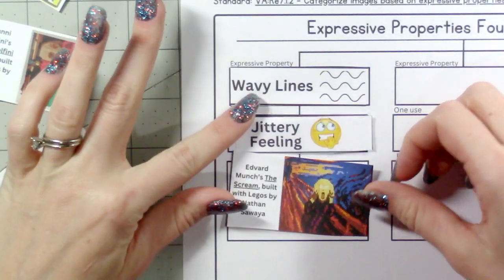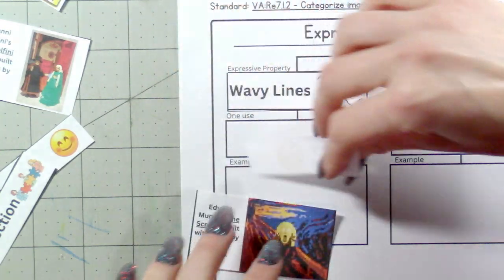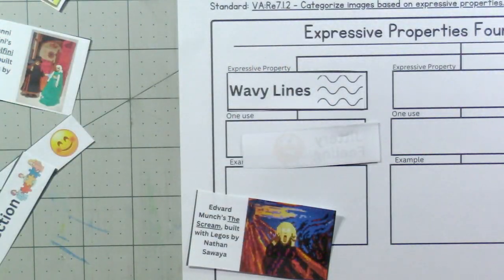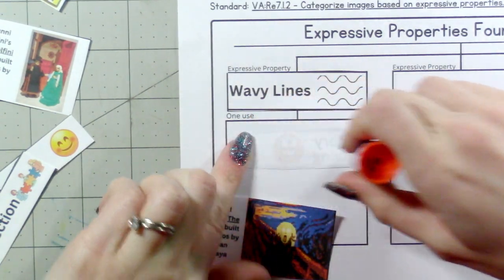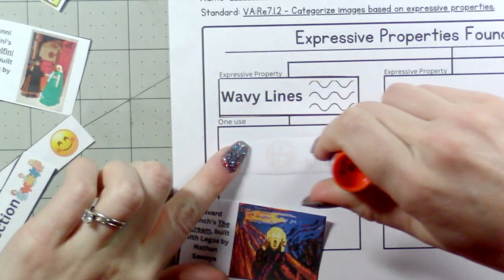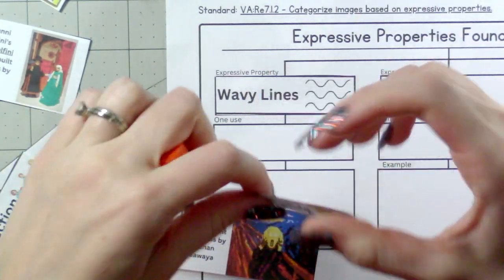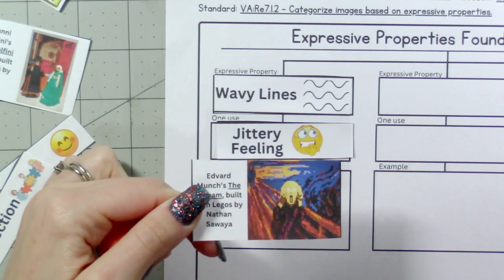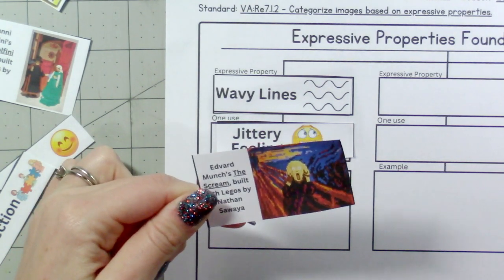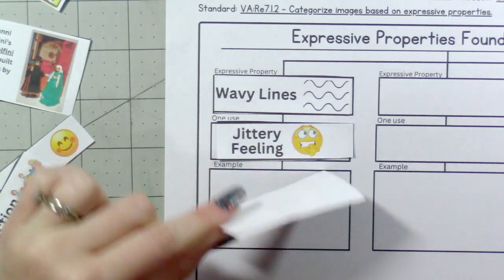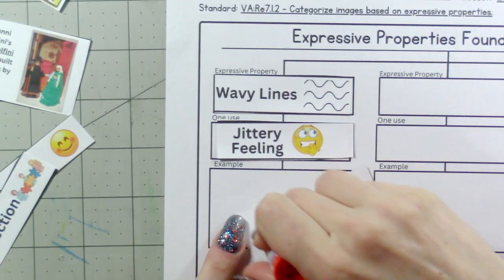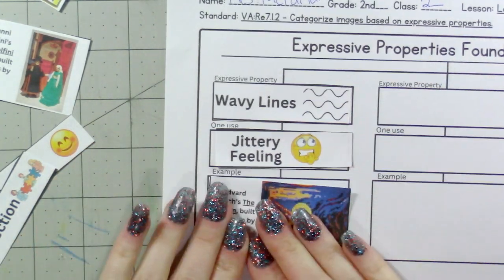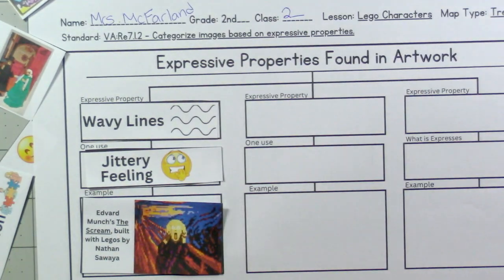Yeah, absolutely. Okay, so let's flip these over. So let's all get the jittery feeling sticker. We'll turn it into a sticker. Okay, put it in one use. And this is a famous artwork made with Legos. The normal artwork is a painting, but someone made it in Legos. Good job, you guys.